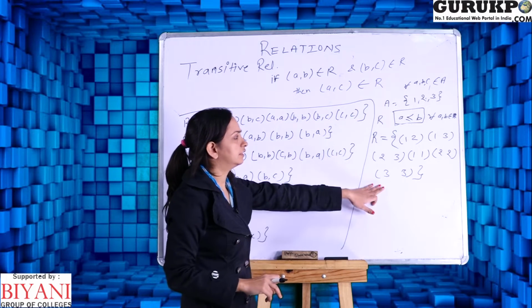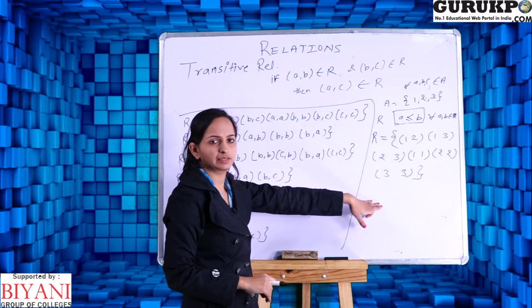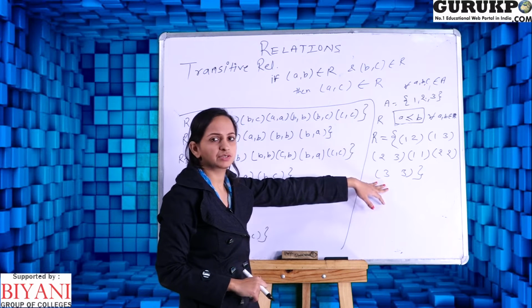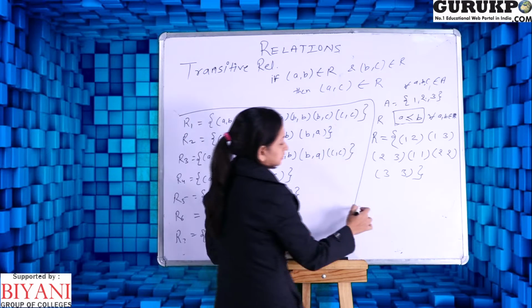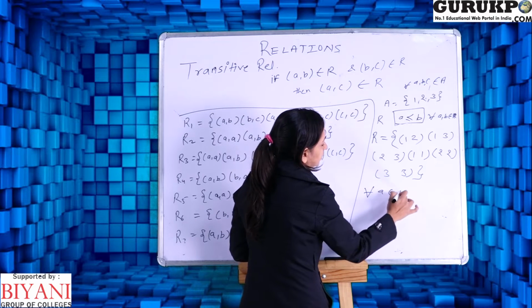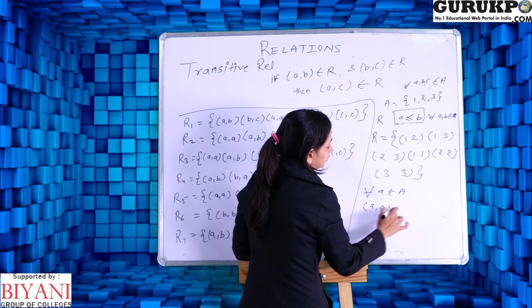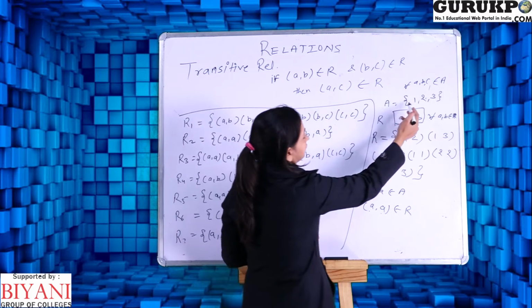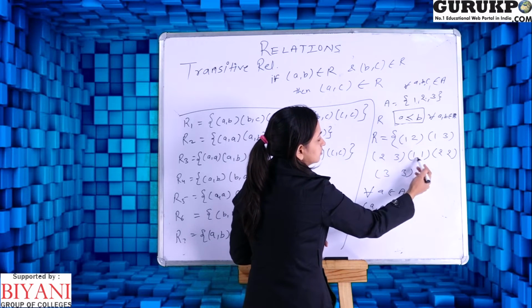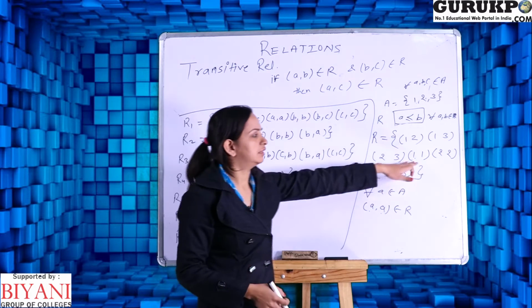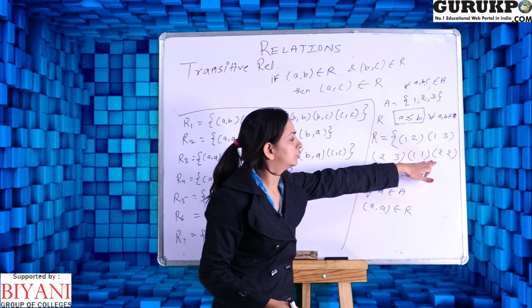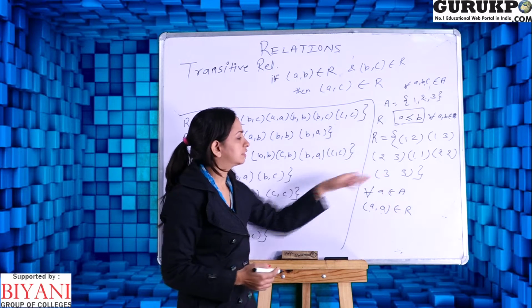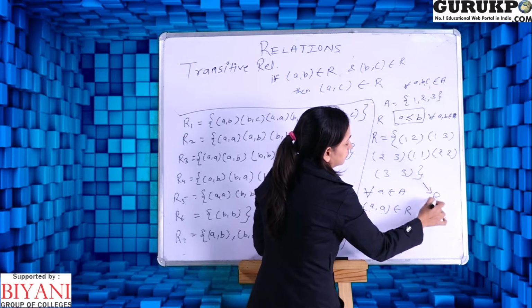So in this set, let's check which type of relation it is. The first type is reflexive relation. Let's check, is it a reflexive relation or not. The reflexive relation condition says that for all A belonging to capital A, (A, A) must belong to R. That means every element relates to itself. So the first element is 1, and in my relationship set (1, 1) belongs to R, that means 1 relates to itself, (2, 2) belongs to R and (3, 3) belongs to R. All three elements are relating to itself. So this relation is a reflexive relation.